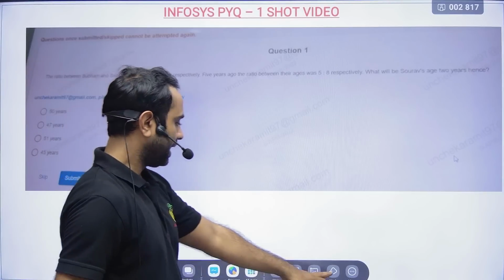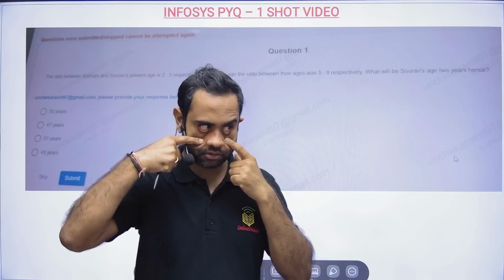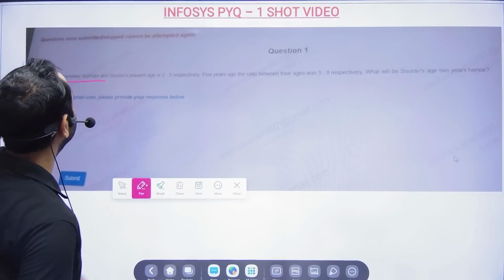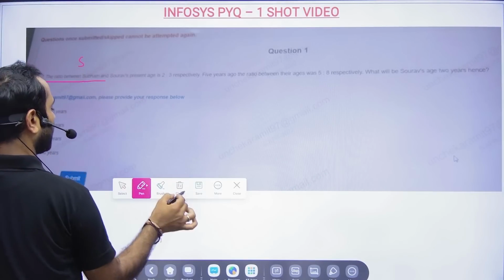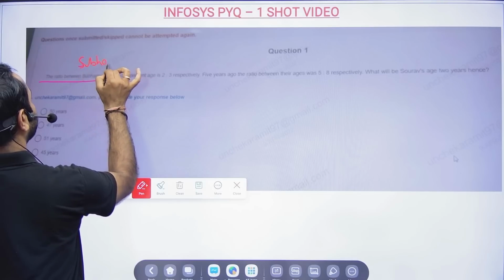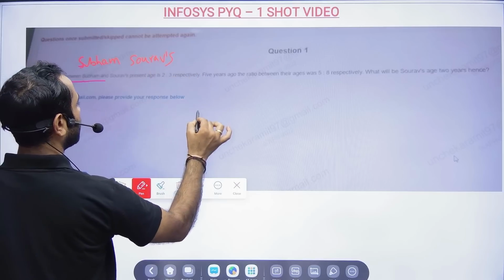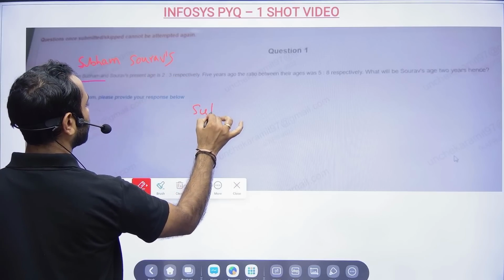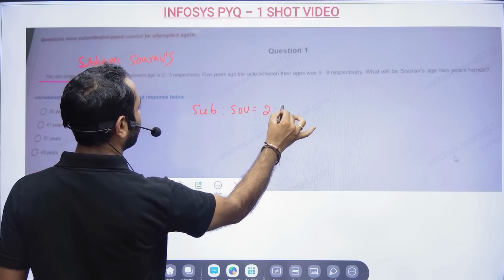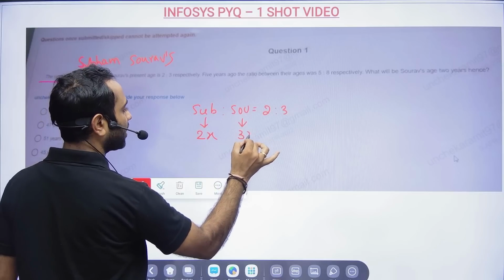Next questions you cannot read, so you have to read from my eyes. Okay, so the ratio between Shubham and Saurav. So here the beautiful names are. So the ratio between Shubham and Saurav, present age. So this is Shubham and this is Saurav. Present age is 2:3. So in terms of x I can write 2x. In terms of this one I can write 3x.